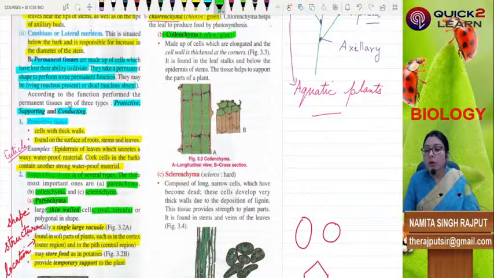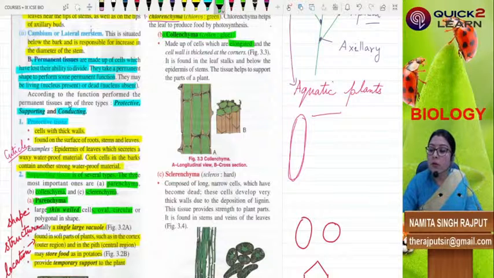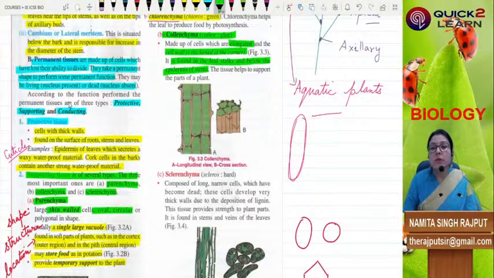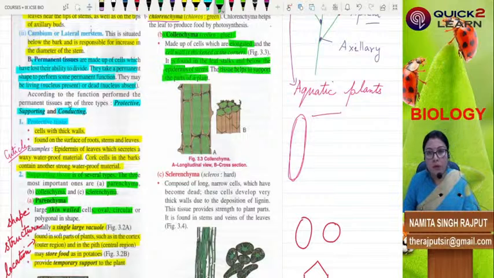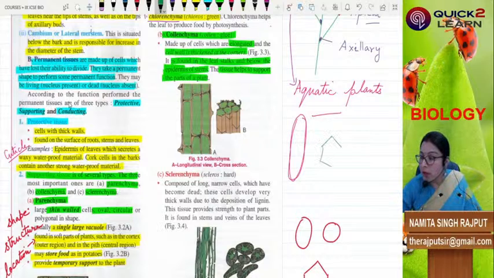Number 2 is collenchyma. Now collenchyma cells, what is their shape? They are usually elongated cells. That means they are like this, elongated cells. And one more very important thing, they are thickened at the corners. Their cell wall is thickened at the corners. And it is found in leaf stalks and below the epidermis of stems. It means they are stronger than the parenchymatous cells. These tissues help to support the parts of a plant. They are stronger than parenchyma but weaker as compared to sclerenchyma. Their cell wall is thickened at the corners. That means, suppose this is a cell.